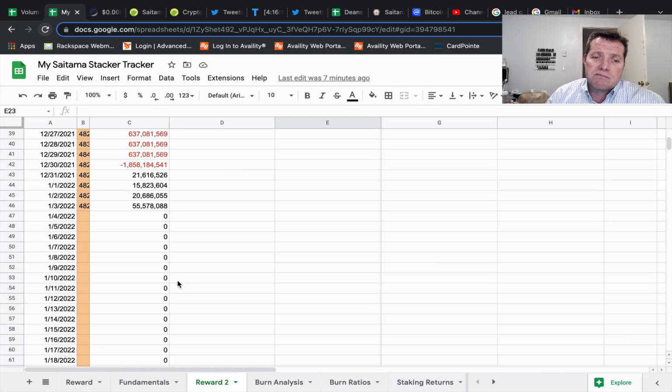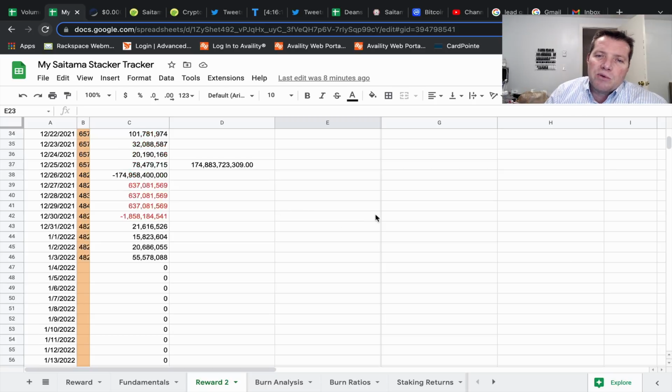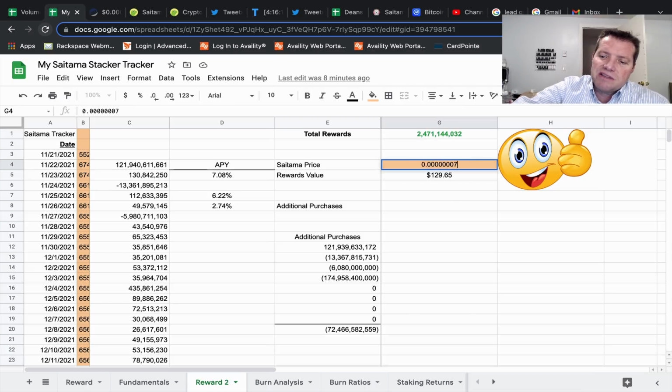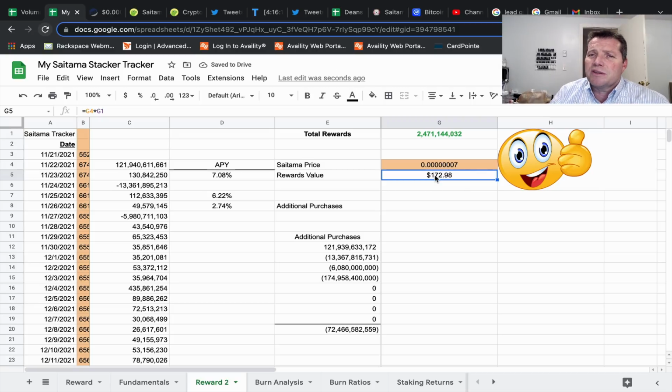Well, the reflections reflect that. I had 15 million in reflections 2 days ago, 20 million yesterday, and then today, 55 million. So almost pushing 3x, 60 million would have been 3x on what I had yesterday. That brings my total since I've been tracking this to 2.4 billion in Saitama rewards. And if I were to update this to, we'll just say 707, my reflections are worth $172 in a little over a month. So this is a nice aspect of Saitama. It's a great reason to be a long-term holder because those rewards just pile up and pile up over time.